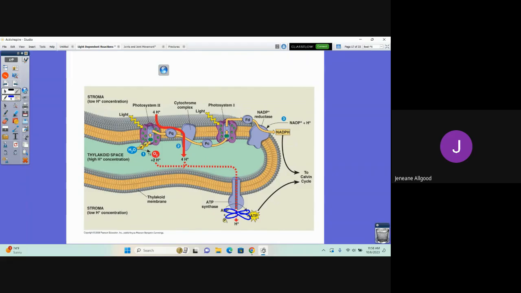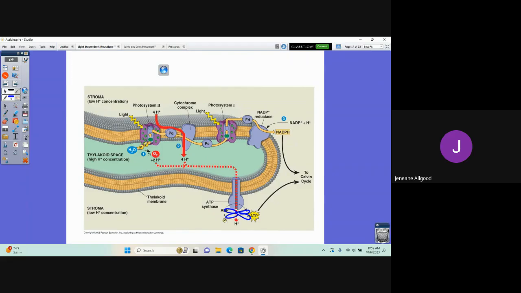Okay, so a photon of light strikes a pigment, and that light energy is going to bounce around from pigment to pigment until it gets to that reaction center, where it's going to knock 2 electrons loose and raise them to a very excited state. Now remember, those electrons are not very stable at that excited state, so they will gradually start to lose some of that energy. And as they lose it, we use that energy to actively transport H pluses from the stroma into the thylakoid space.